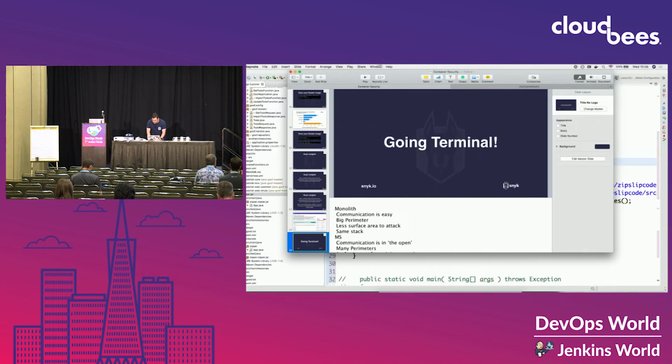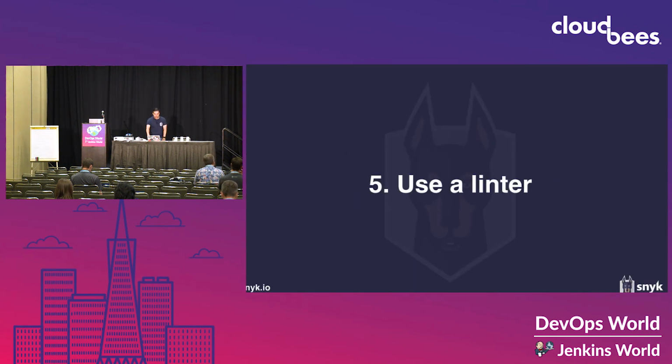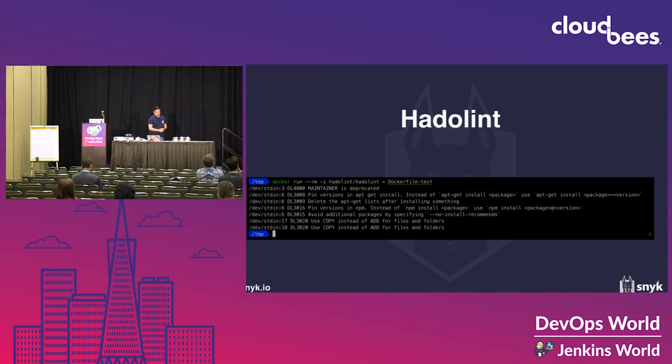Let's see, how much time have we got left? 56. Cool. So we have a few more to do. Use a linter. I'm a big fan of linters, because when we make rules, linters are a great way of actually policing those rules. One of the things that we can use is something called Hadolint. This is a linter that makes sure that we don't do silly things in our Docker file, and that the configuration that we add is using the right thing.